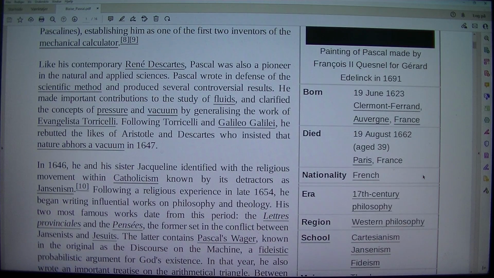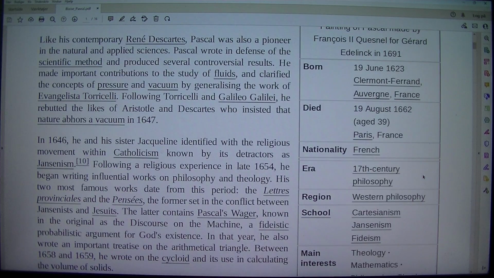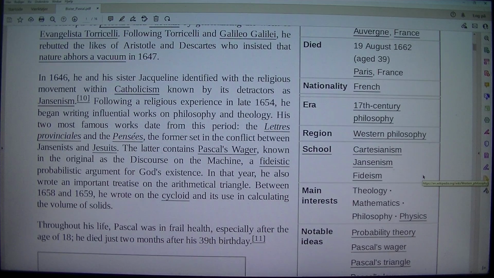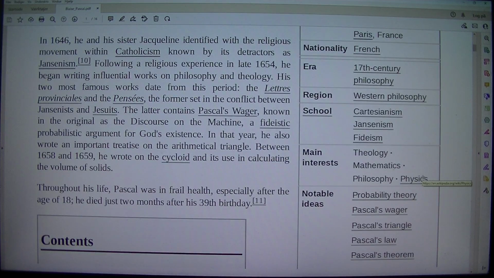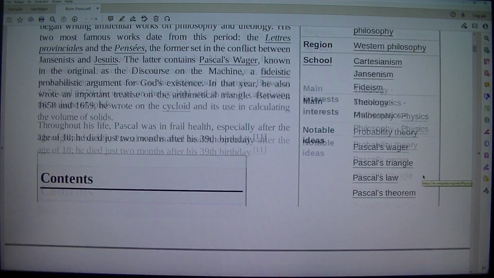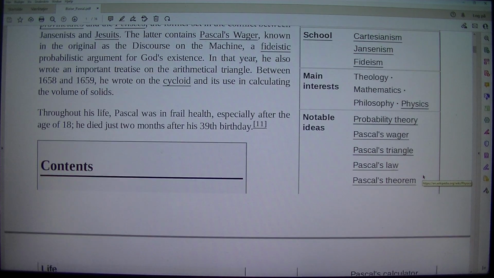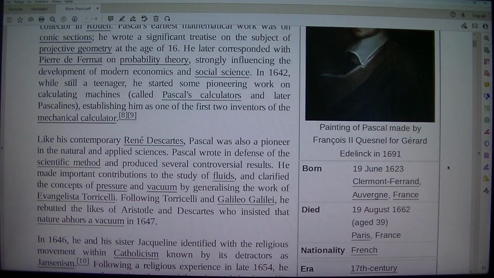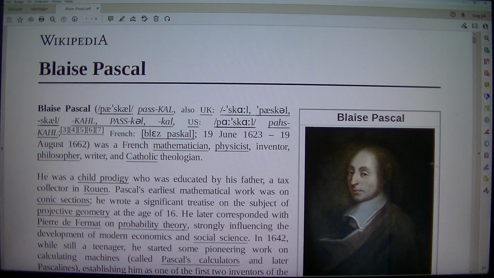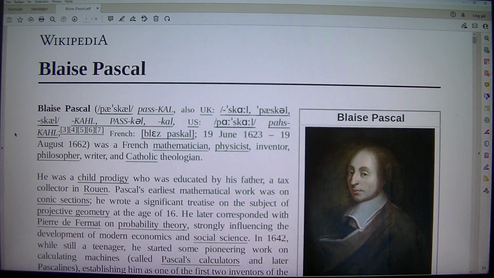Nationality French, era 17th century. Philosopher, Western philosophy school: Cartesianism, Jansenism, Fideism. Main interests: theology, mathematics, philosophy, physics. Notable ideas: probability theory, Pascal's wager, Pascal's triangle, Pascal's law, Pascal's theorem.